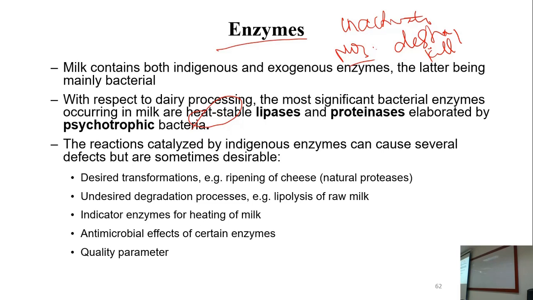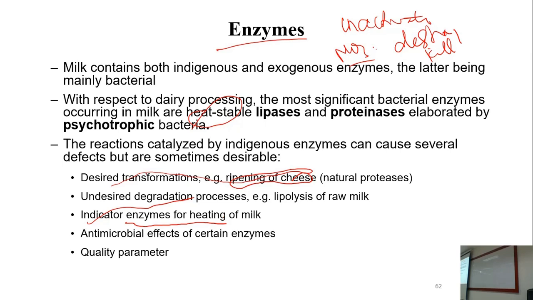Some enzymes affect the flavor of cheese. Some are negative. For example, they cause lipolysis. What is lipolysis? One kind of fat rancidity. And at the third point, enzymes can be used as an indicator for heat treatment. Indicator means that we use enzymes to evaluate whether the heat treatment is okay or not. We discussed this in chapter 6, how people use enzymes to know whether the treatment is sufficient or not sufficient.